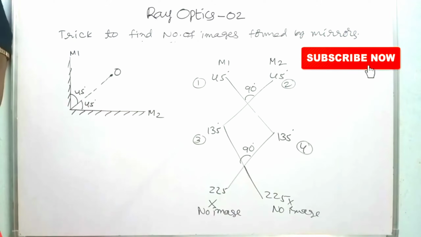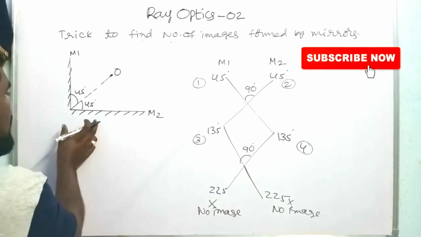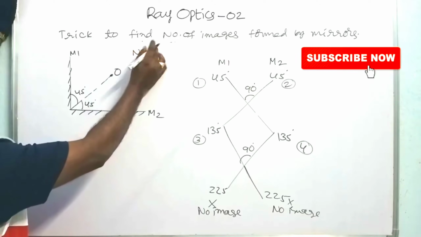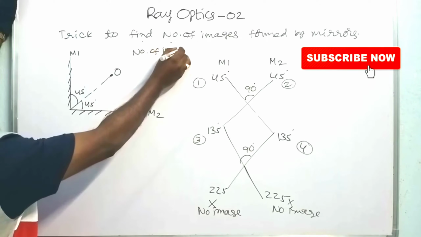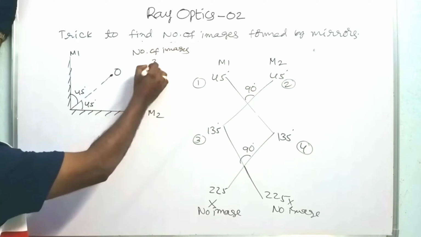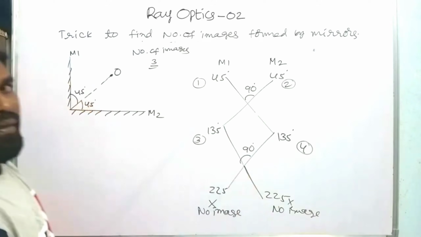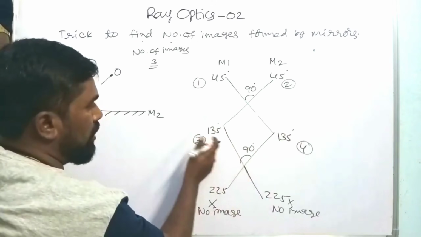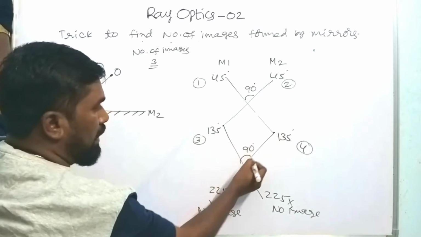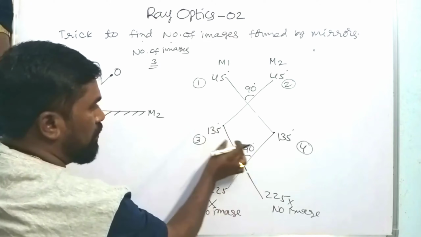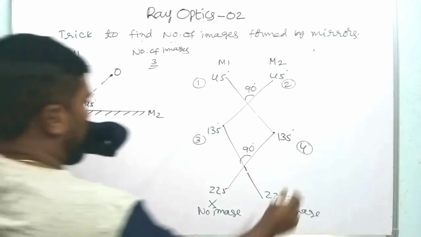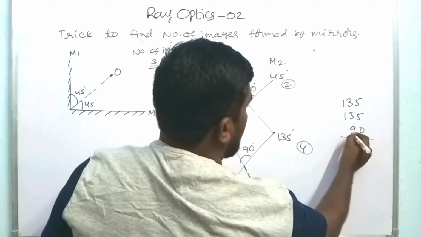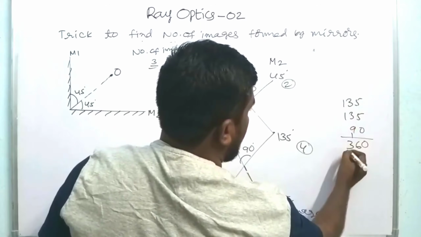Previously we said that when two mirrors are perpendicular to each other, the number of images is only 3. Now here it shows 4. But the number of images is 3 only, because you have to add the total angle: 135 plus 90 plus 135, that is 360.